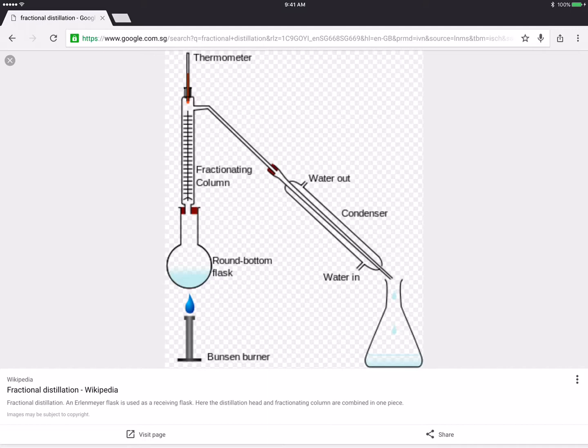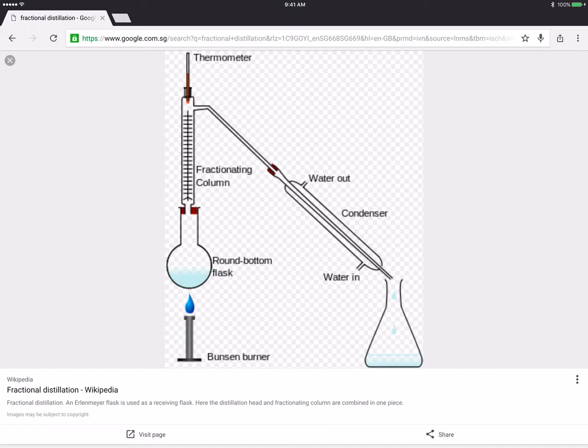So the difference between distillation and fractional distillation is that fractional distillation has this thing. Normal distillation only has this, without this. Okay, now which one is better? Fractional distillation is better because the liquid going up has to go through more rounds of condensation and evaporation. That means whatever comes out here is more pure than normal distillation. Normal distillation doesn't have this thing. Imagine it doesn't have this, so it's just like that.